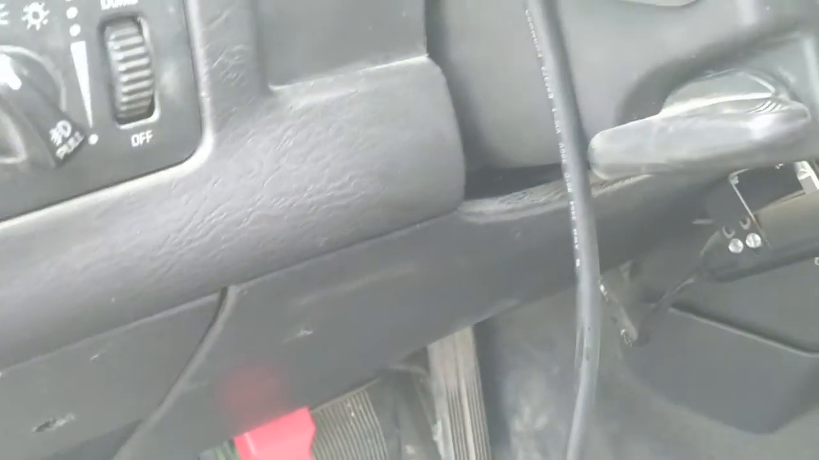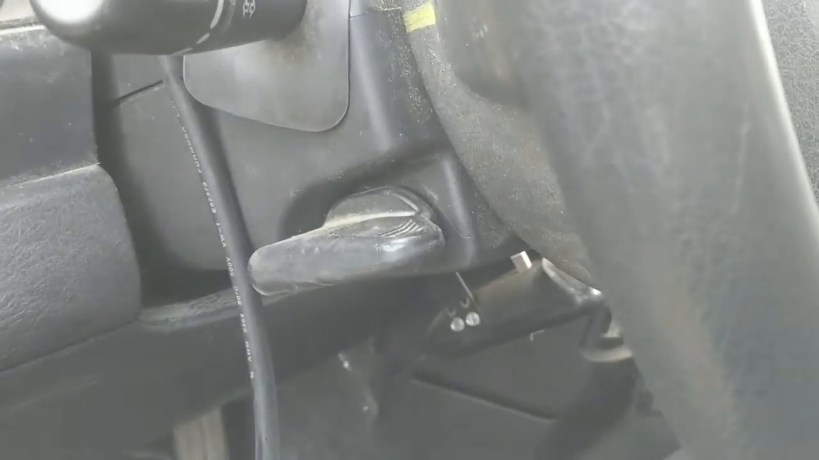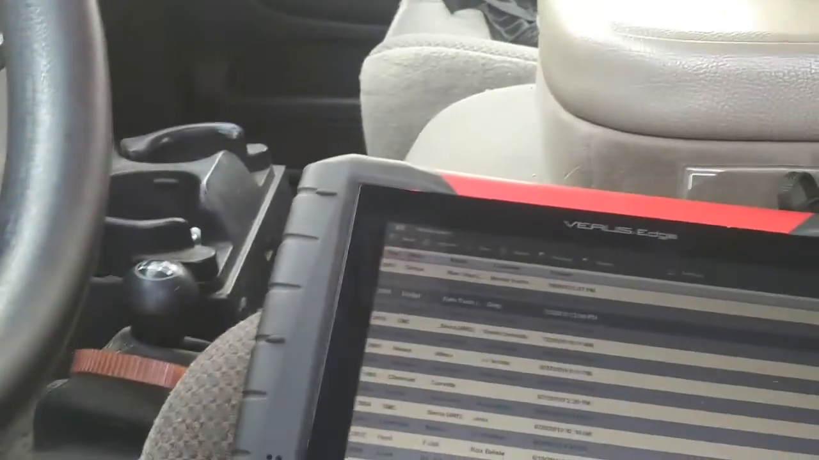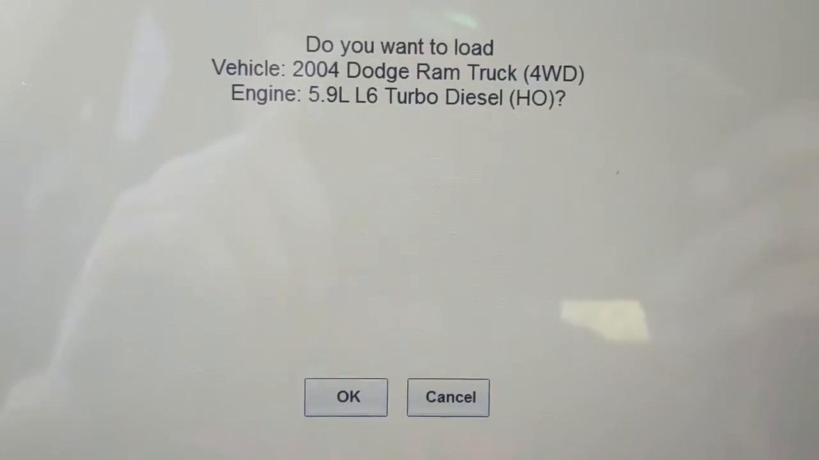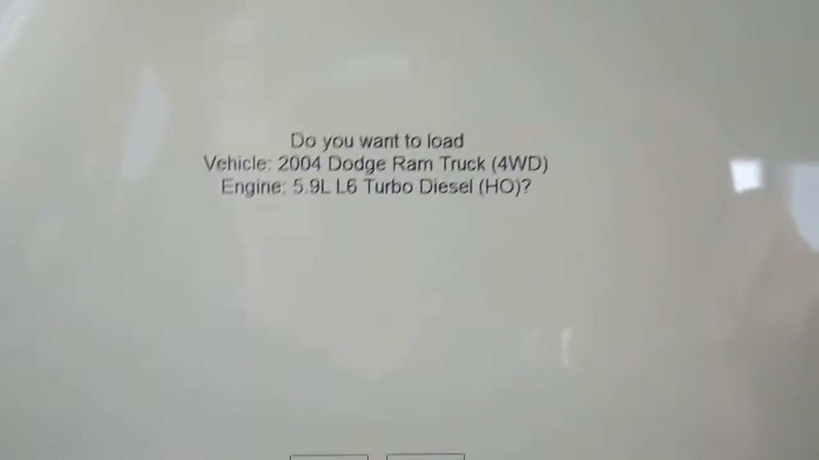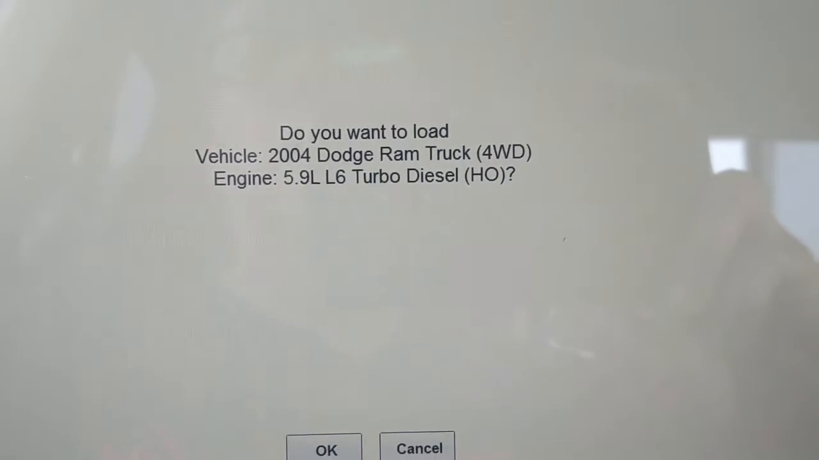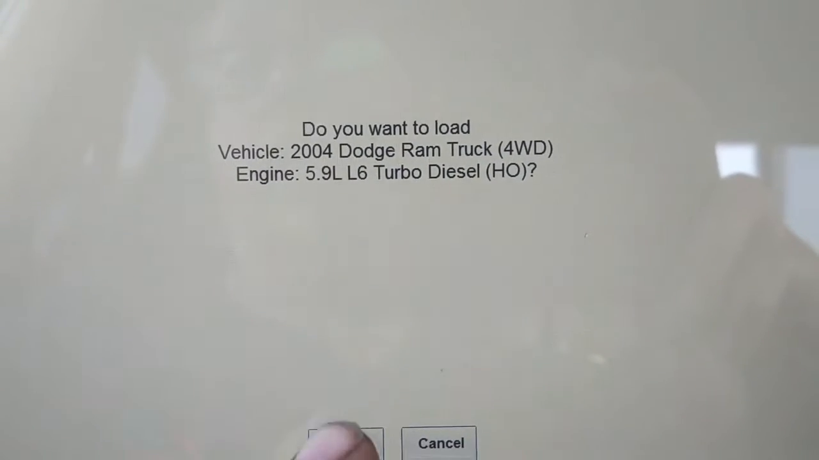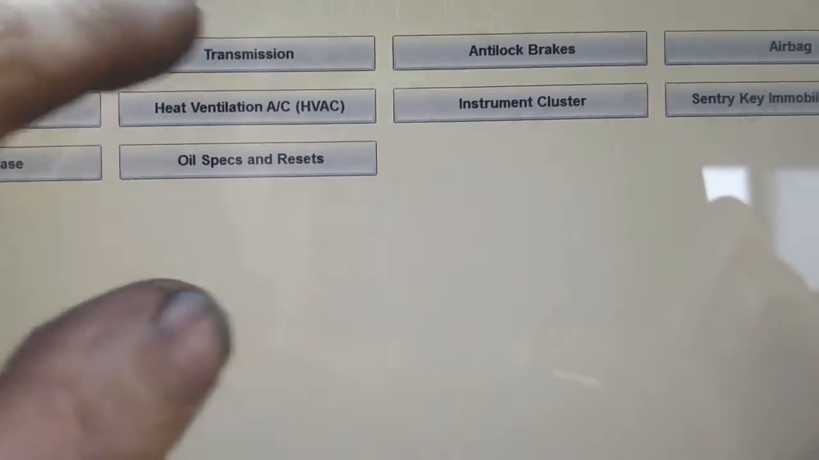It's apparently going into limp mode. Transmission fluid's been checked already, although I'm going to check it as well. So we'll set up the scan tool here and get ready to scan this thing. So the ID of the VIN number comes up as an '04 Dodge Ram 5.9. So we'll go ahead and do a scan on this thing.